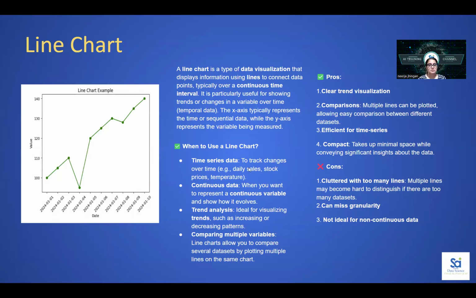And when you should use time series, as we have talked: continuous data, when you want to represent the continuous variable, right? And trend analysis, for visualizing the trends such as increasing or decreasing patterns over the time, right? And comparing multiple variables. What does it mean? You may have the data from different places. Let's say I want to show the COVID cases from different states, but they belong to the same country, then what can I do?